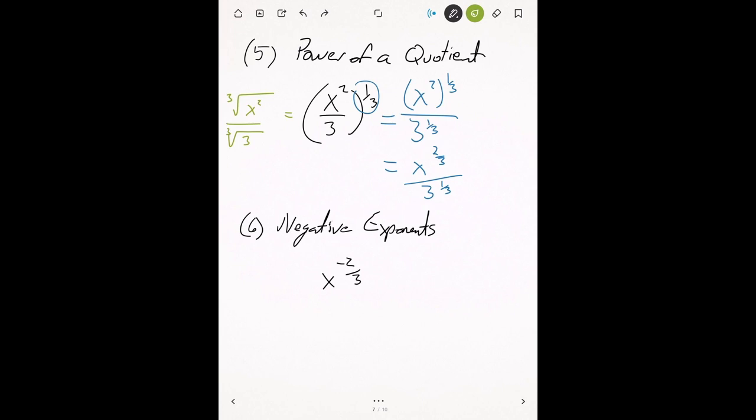Well, we're going to have to rationalize this. We're going to have to take the cube root of x squared over the cube root of 3, and we're going to have to multiply the top and bottom. Take a minute, test yourself. What do you think we have to multiply the top and bottom by to get rid of the radical in the denominator?